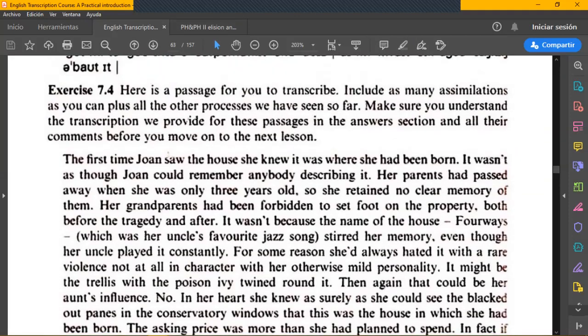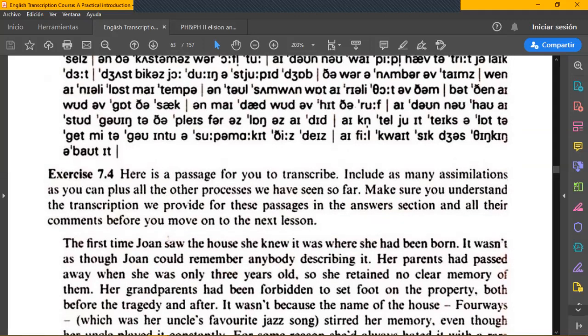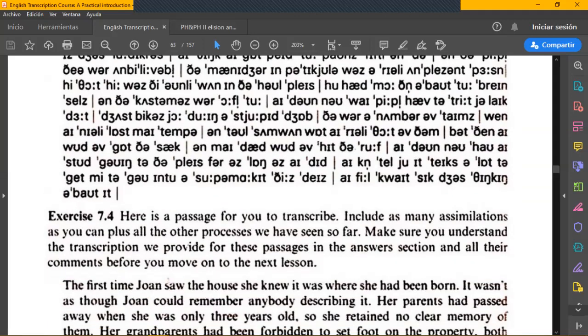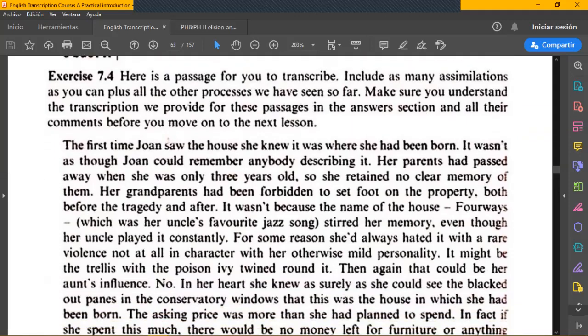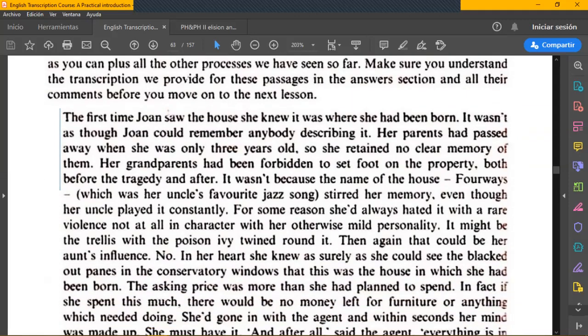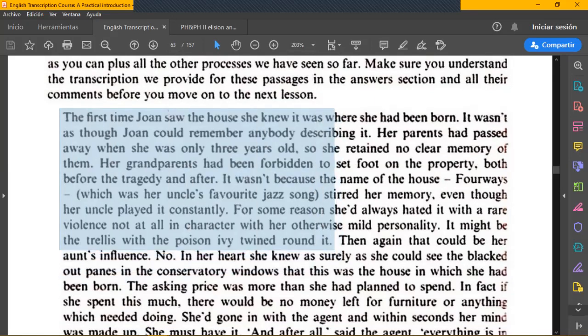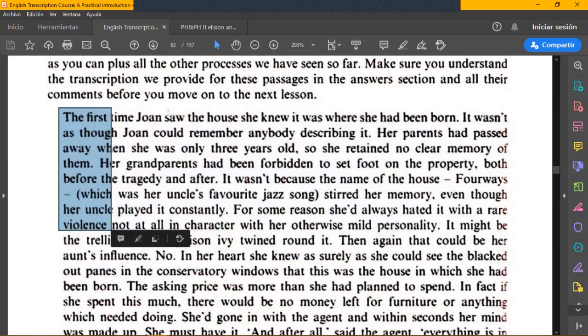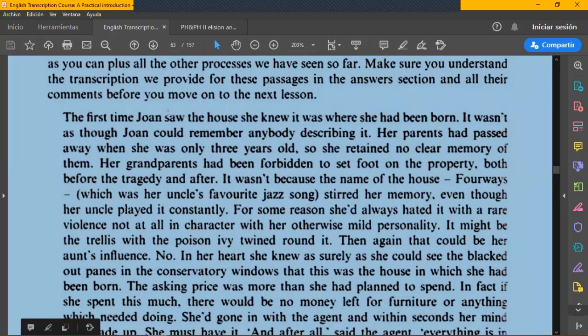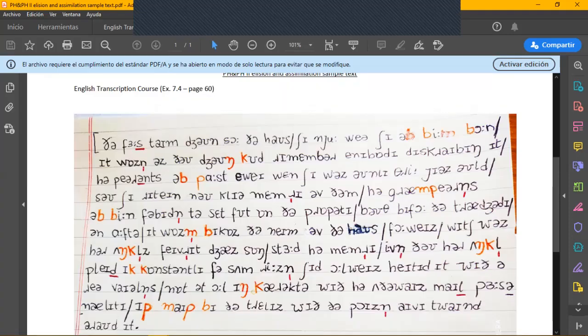As you can see, it is exercise 7.4 and it's on page 60. It goes from the beginning up to "rounded". Up to that part goes the analysis. So let's start with, first of all, take into account that I've marked elision and correspondingly syllabicity in red.